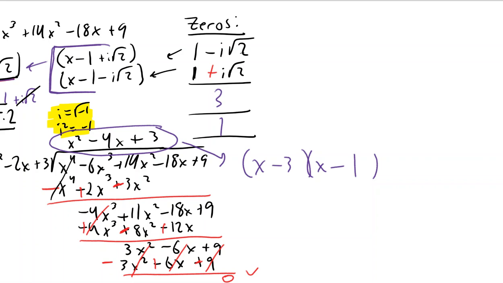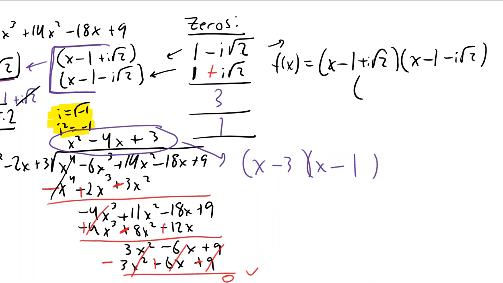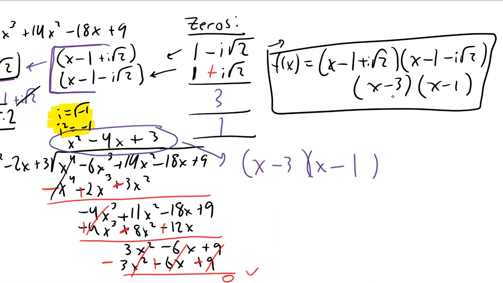And then the question says, write your answer as a product of linear factors. So our function is this factor times this factor times this factor times this factor. Product, because they're all being multiplied. Linear, because the biggest exponent on x is a 1. And factors, because all 4 of those things would divide evenly into the original polynomial.